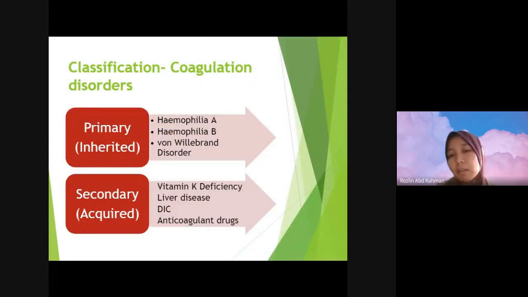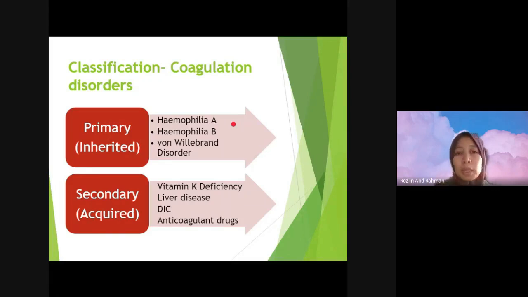Alright, so what is commonly seen at the hospital when it comes to coagulation problems is in terms of primary and secondary. Primary are Haemophilia A, Haemophilia B, and von Willebrand's disorder. If it's acquired, it is usually caused by secondary causes, because of drugs, because of other diseases, such as liver problem, or you have vitamin K deficiency.